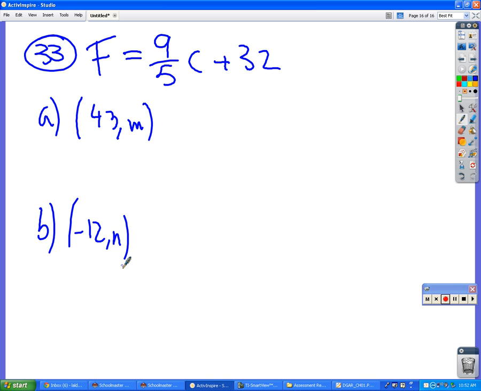If, like in part C and D, the number they give you comes second, where do you plug that in instead? For the F, okay? So it's just a fancy way of saying, plug 43 in for C in this equation and tell me what you get. Plug negative 12 in here for C in this equation and tell me what you get. And then this one's a little bit harder, but you plug 12 in for the F and then see what you come up with.